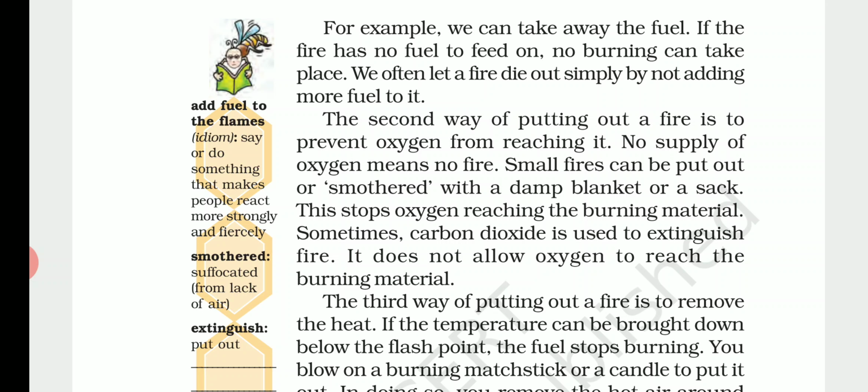Now the third way of putting out a fire is to remove heat. अब हम उसमें heat नहीं देंगे. Let's see how. If the temperature can be brought down below the flash point. What is the flash point? We have learned right now. The minimum temperature at which fuel starts burning, that is known as flash point.